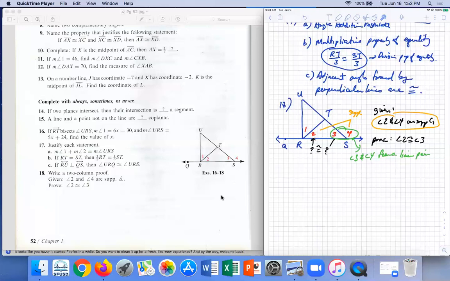I'm going to use the theorem because then I don't have to reprove it. It's an easy theorem to reprove. It just makes your proof super long, right? So we can always talk about it while I'm writing it out, but that's pretty much the plan of the proof. I look at what I'm trying to prove, 2 and 3 over here. And what do I know? I know 2 and 4 are supplementary. I know that 3 and 4 are supplementary, right?